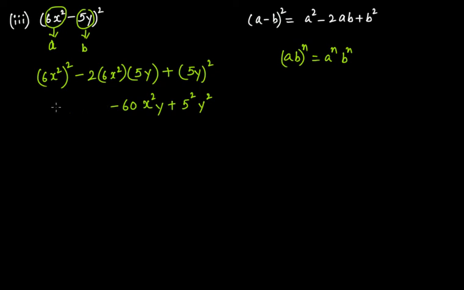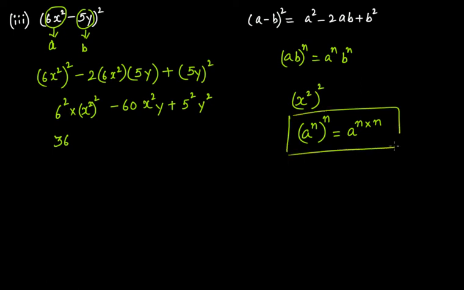So this can be written as 6 squared multiplied by x squared whole squared, right? Now 6 squared means 36, multiplied by x squared whole squared. It is of the form, if you have a raised to the power of m and this whole is raised to the power of n, then this is actually equal to a raised to m multiplied by n. So you should remember this formula.